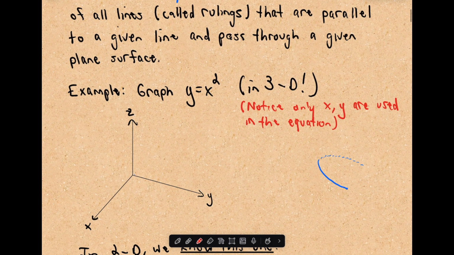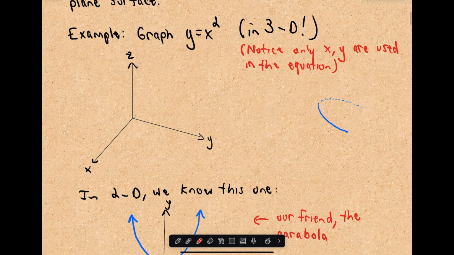Okay, so let's graph the surface y equals x squared. But again, this is going to be in 3 dimensions. One thing I want to point out is that only the variables x and y are showing up. Notice there's no z occurring in this equation, y equals x squared. Forget about this little part here for a second. I'm going to use that just to speed up my graph in a minute.